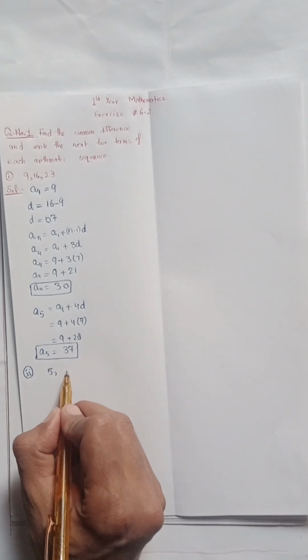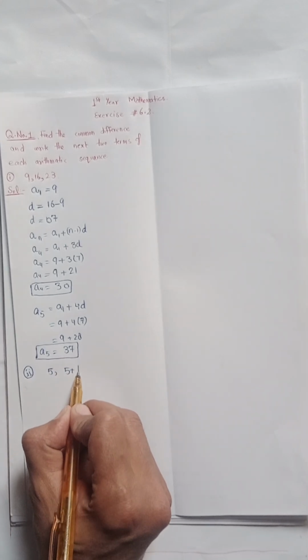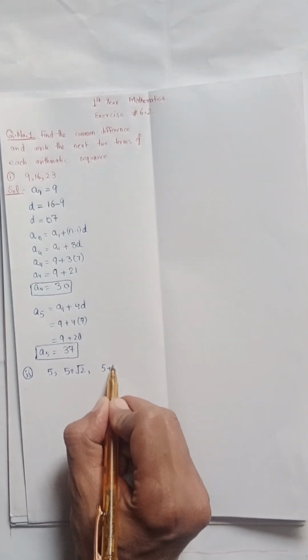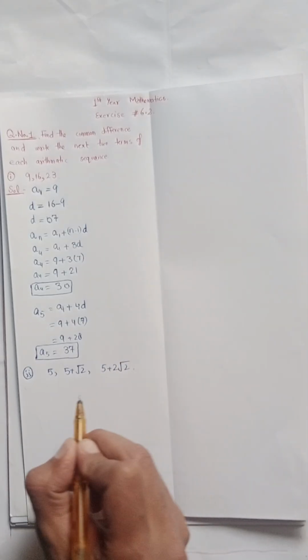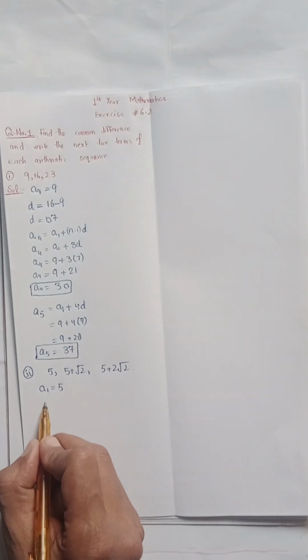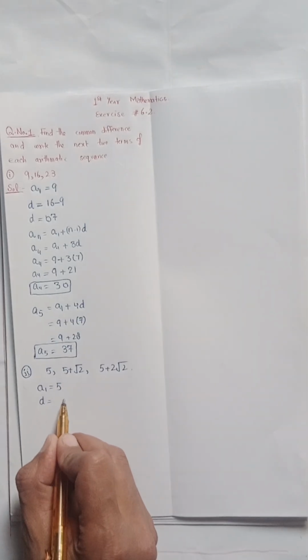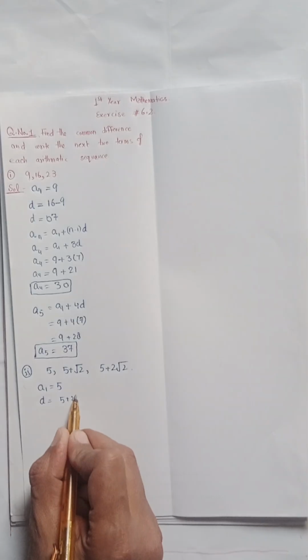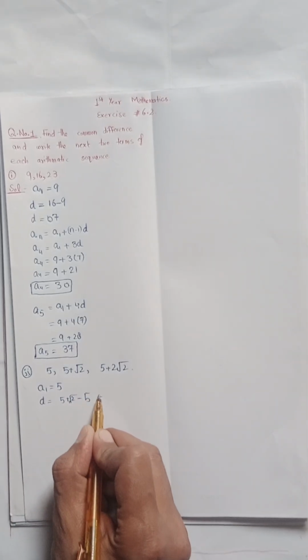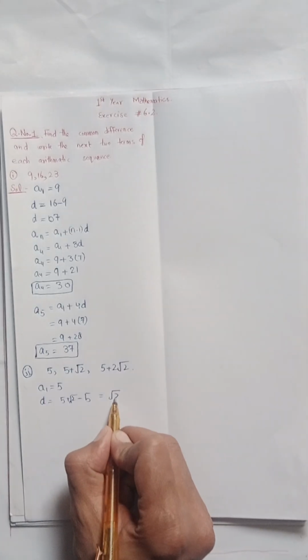the arithmetic sequence is 5, 5 plus root 2, 5 plus 2 into root 2. Here a1 equals 5 and d is 5 plus root 2 minus 5, that equals root 2.